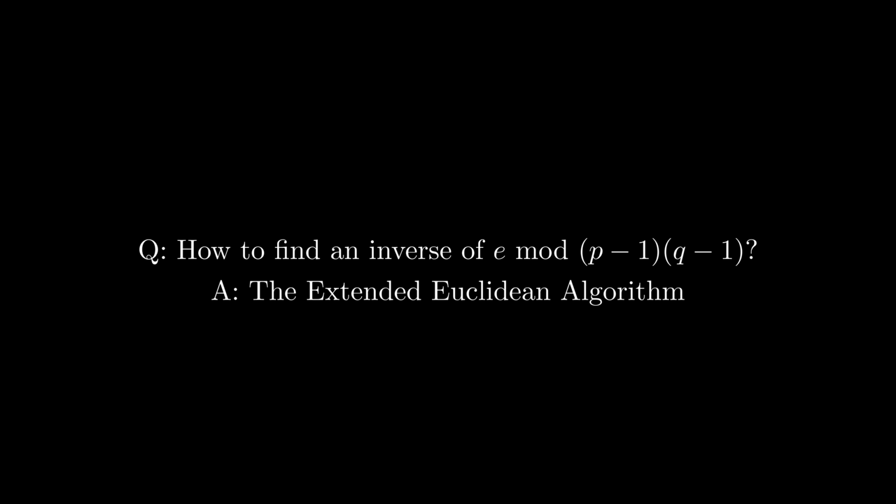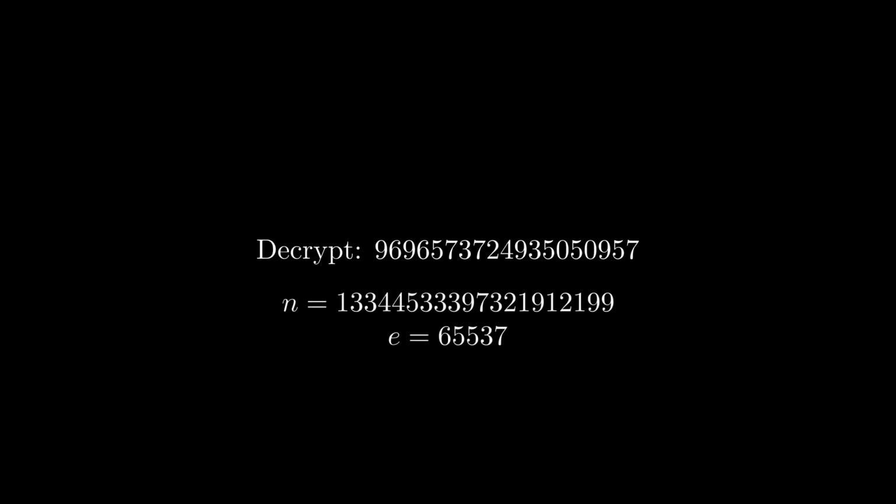The other potential question you might have is, how do we find d? To obtain d, we have to invert e modulo p-1 times q-1. It turns out there's something called the extended Euclidean algorithm that can be used. But that's the topic for another video. Now that you know how RSA works, I'll leave you with a message you can try to decrypt.